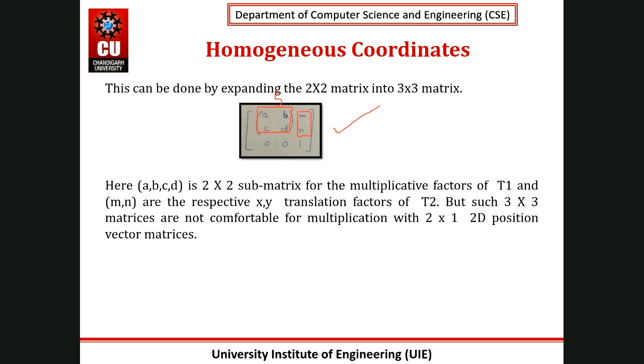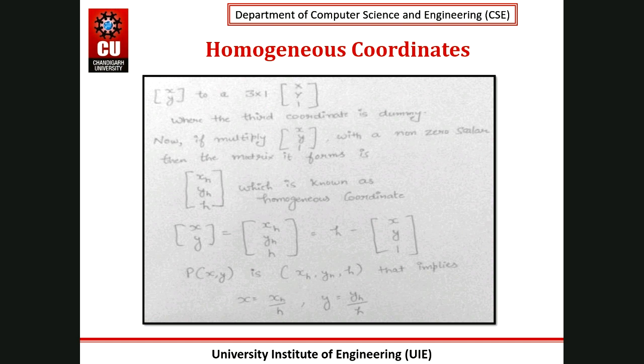These are the translation vectors. So what we want is a single matrix which can perform multiple operations, as well as the additive operation of the translation should be converted into the multiplicative. That's why we introduced the concept of homogeneous coordinates. Homogeneous coordinates is nothing but a transformation of a 2 by 2 matrix into a 3 by 3 matrix. The third coordinate which I'm adding is 1.